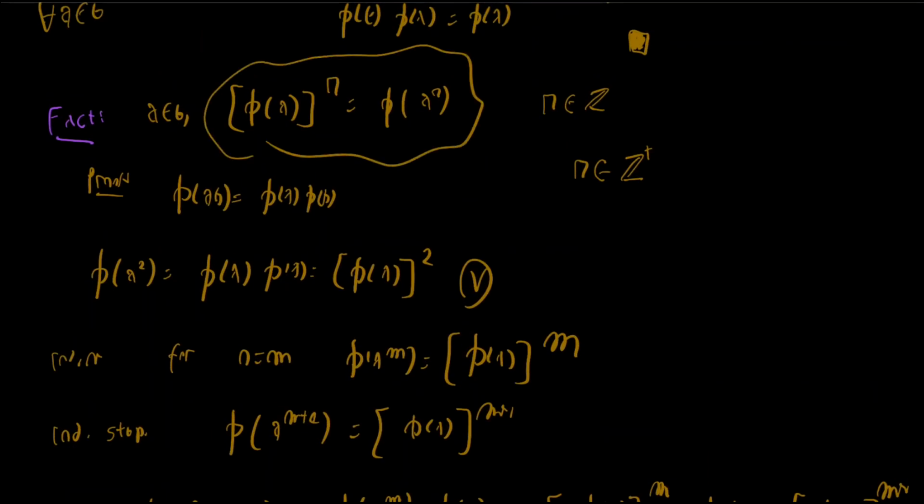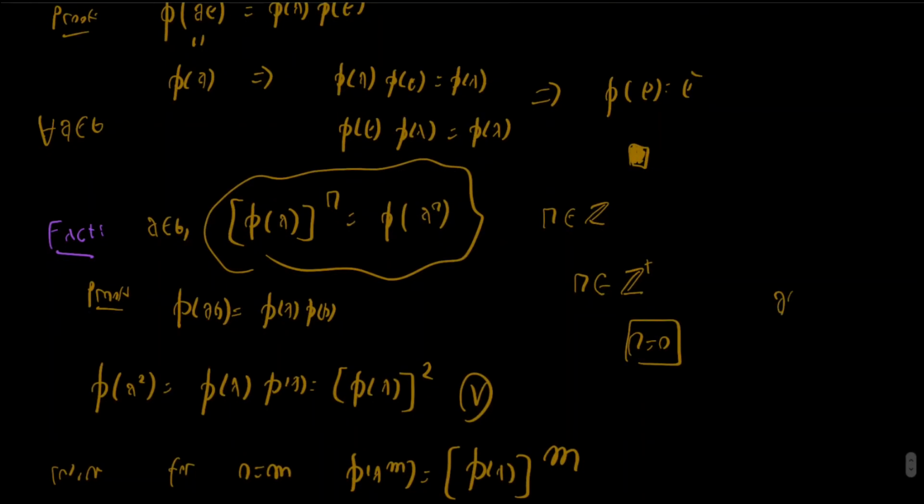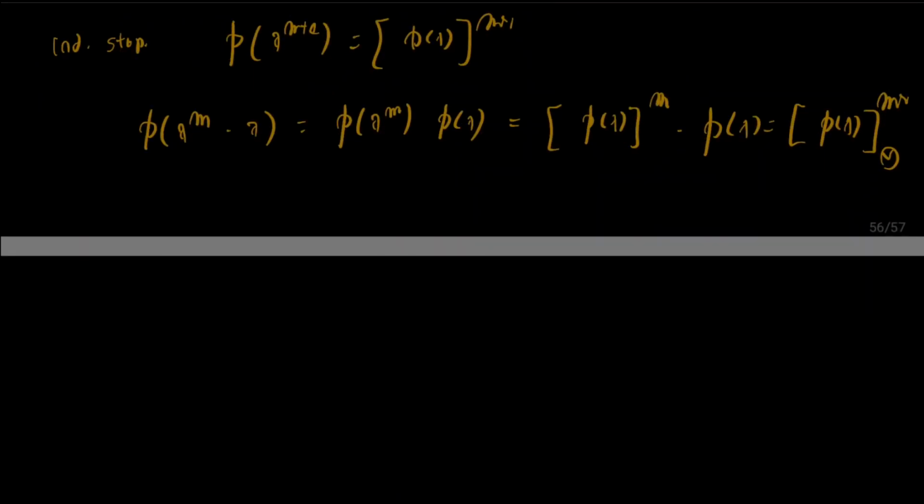For n equal to 0, this is tackled by the previous fact, because we're going to have that a to the n is going to be the identity, and then obviously if we have phi of a to the n, in this case n is 0, this is also going to be the identity, but in the group G bar. And so for n equal to 0, this is also checked. Now all we have to do is check that this holds in general. But to check that this holds in general is fairly simple as well.